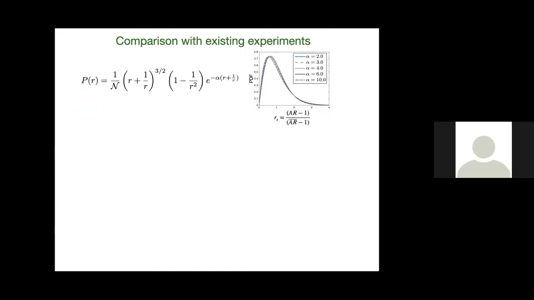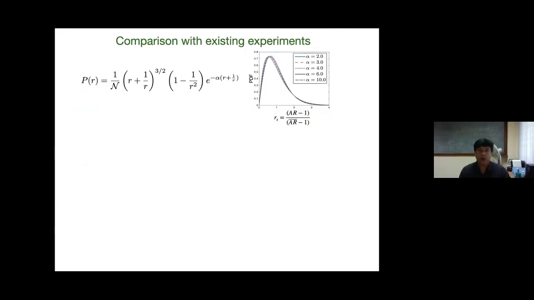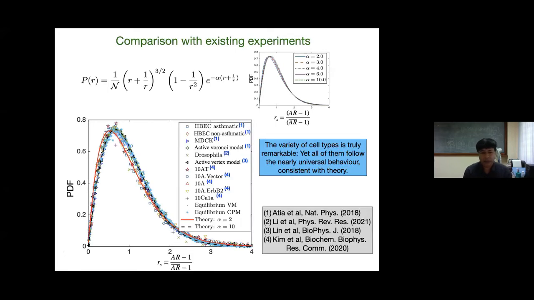So now one of these very strong predictions of the theory is that the PDF of the scaled aspect ratio is nearly universal. So what we did, we took data from different papers for a variety of systems, and then we plotted them on the same graph, where these lines are our theoretical predictions for two different values of alpha. And this nearly universality aspect that we predict from the theory also comes out from these experimental data.